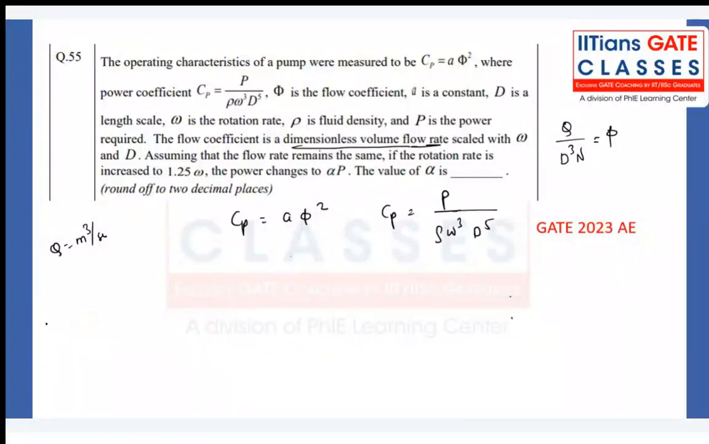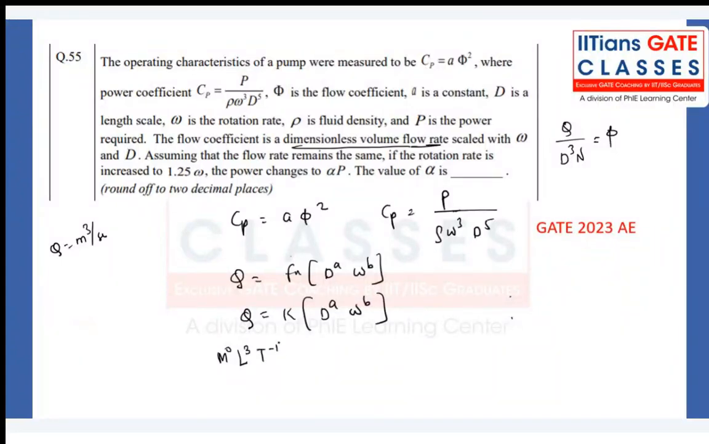So we have to take Q. That flow rate will depend on what? D to the power a and what? Omega to the power b. Then what can we write? Q is k times D to the power a, omega to the power b. Q is what? Meters cubed per second. So L cubed, that is M0 L cube T to the power minus 1, equal to what?